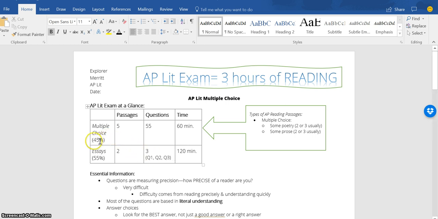So as you can see here, multiple choice counts for 45% of your score. There are 5 passages, 55 questions, and you have 1 hour to complete the multiple choice section. The multiple choice section always comes first, then you get a 10-minute break, and then you go on to the essay section. In the multiple choice section, you have a mixture of some poetry passages and then some prose passages. So of the 5 passages that you're going to read on multiple choice, sometimes you'll have 2 prose, 3 poetry, sometimes it'll be the opposite, but it's always a mixture of poetry and prose for the 5 passages.